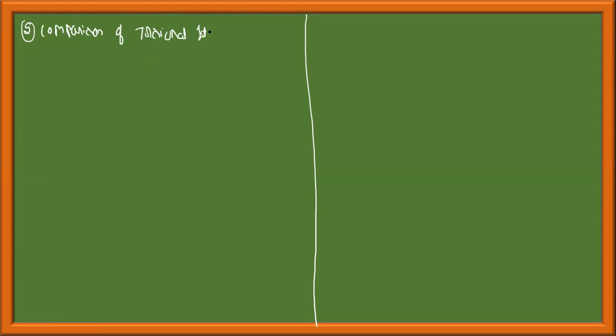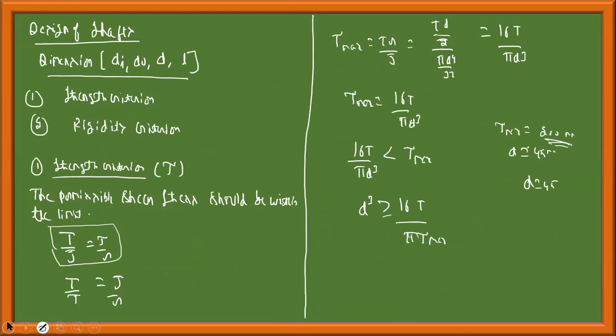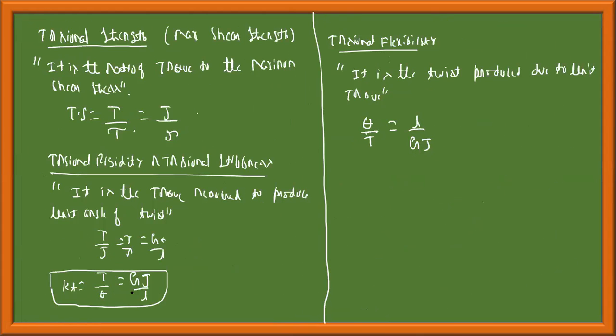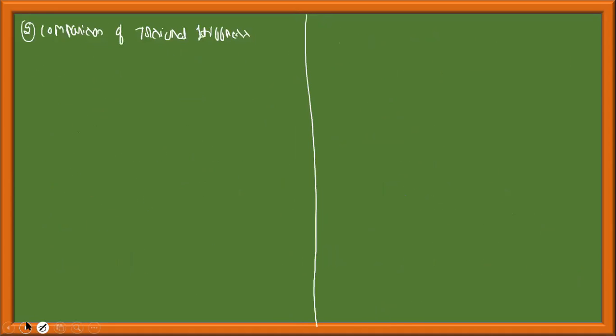Next comparison. Second comparison: comparison of torsional stiffness. Have we discussed this torsional stiffness, torsional rigidity? In the previous class, same convention, power thing I have discussed, rigidity criteria I have discussed, torsional strength I have discussed. T by theta is our torsional rigidity, T by tau is our torsional strength. That is our strength criteria, shear stress, and then our rigidity criteria, in the sense angle of twist.